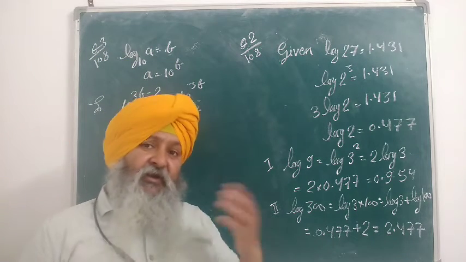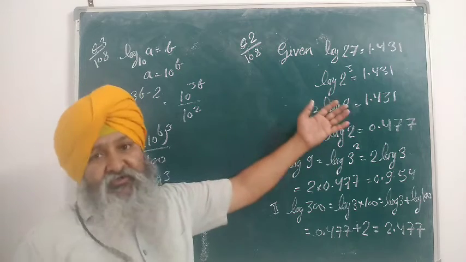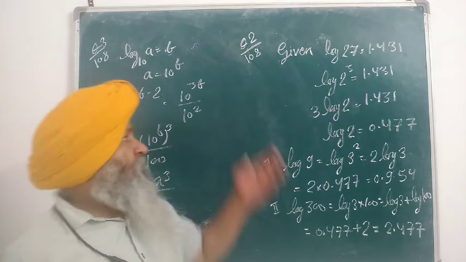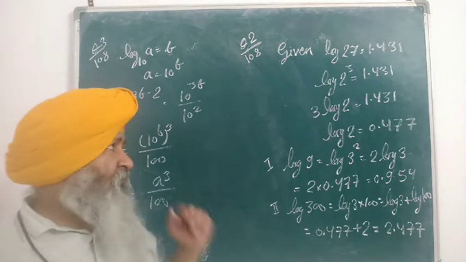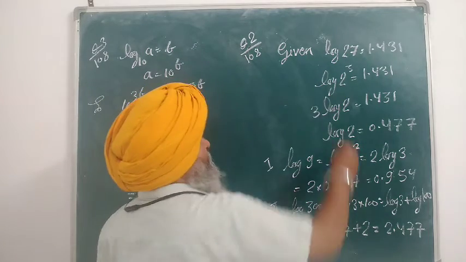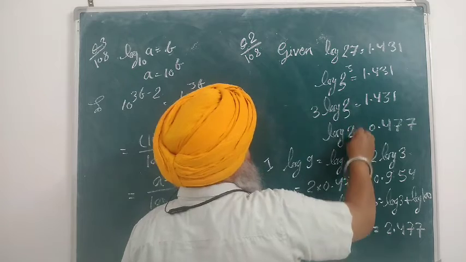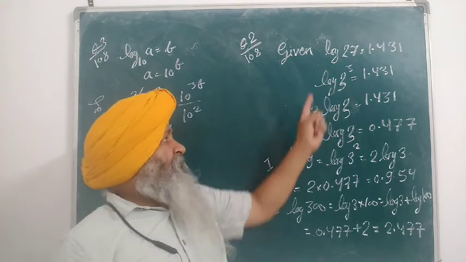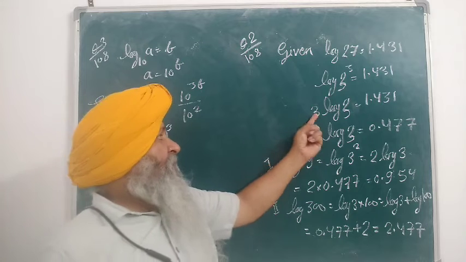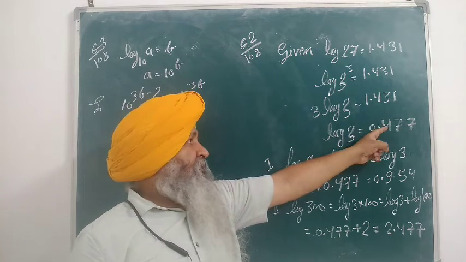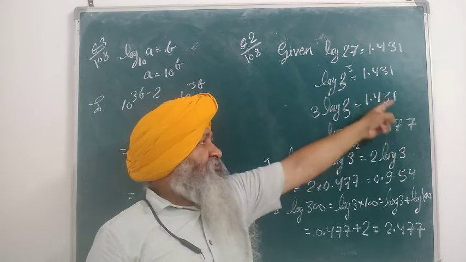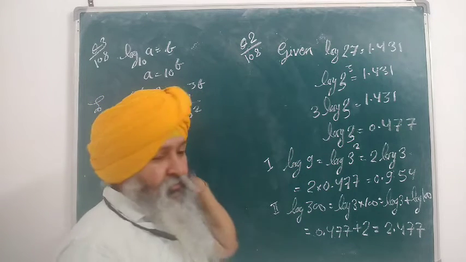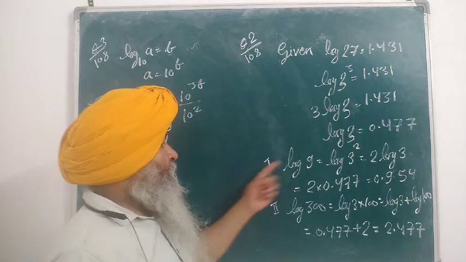Like last time they had given log 8, this time they have given log 27. 8 was not a prime number, a product of 2. 27 is also not a prime number, it is a product of 3. So this 27 can be written as 3 cube. This power will come forward, it is a multiplication, and when it goes there, it is divided. 3 4s are 12, rest is 2, 3 7s are 21, rest is 2, 3 7s are 21. So the answer is 0.477.